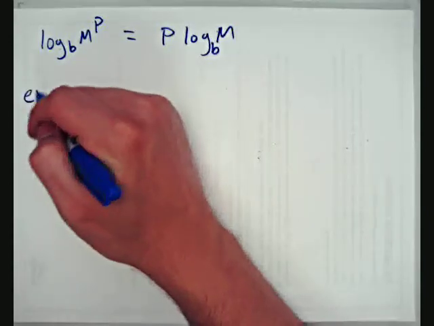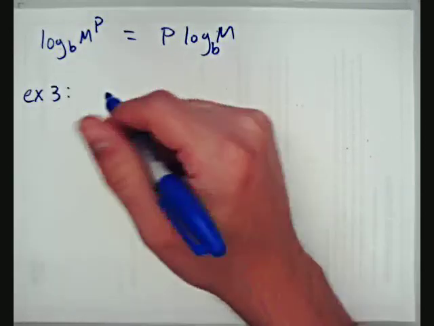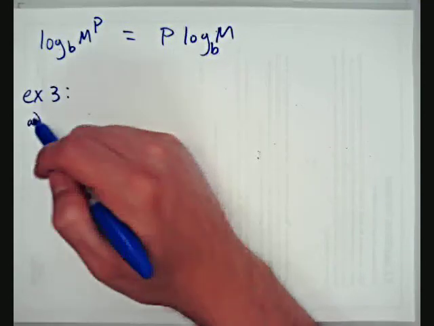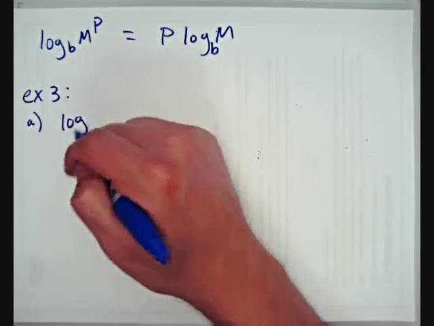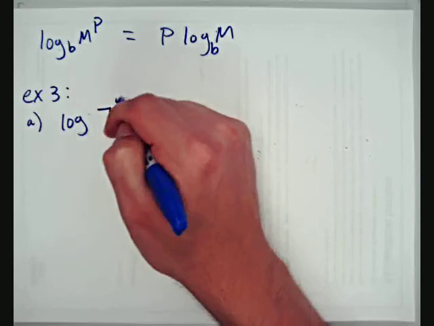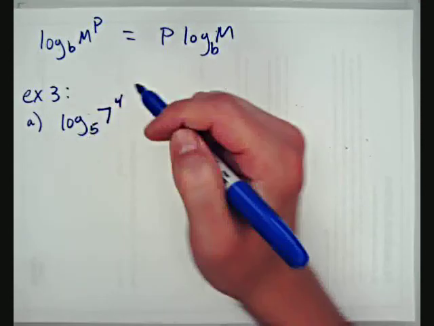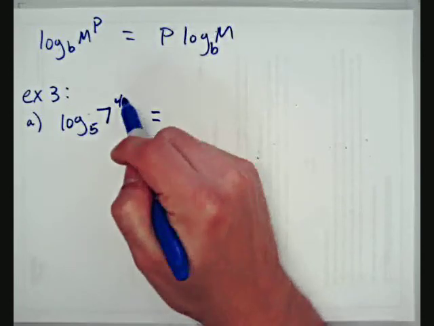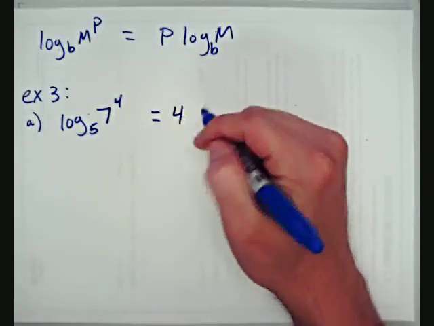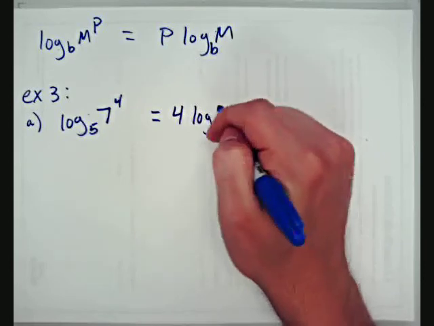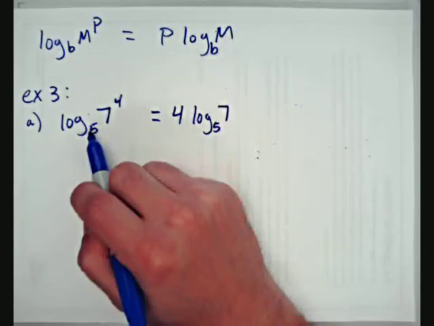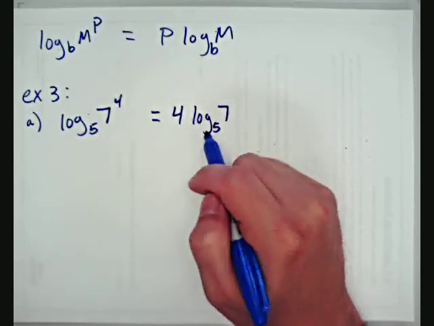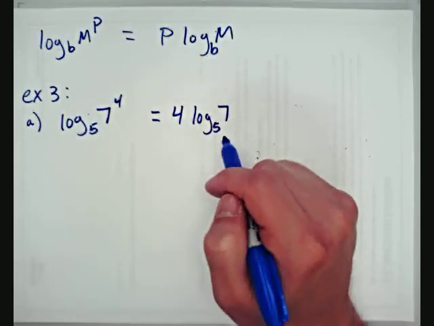So example number 3, use the power property to expand. Part A, we have the log of 7 to the 4th power, base 5. The power property says this 4 can be multiplied in front of the log. And so log of 7 to the 4th power base 5 is the same thing as 4 times the log of 7 base 5.